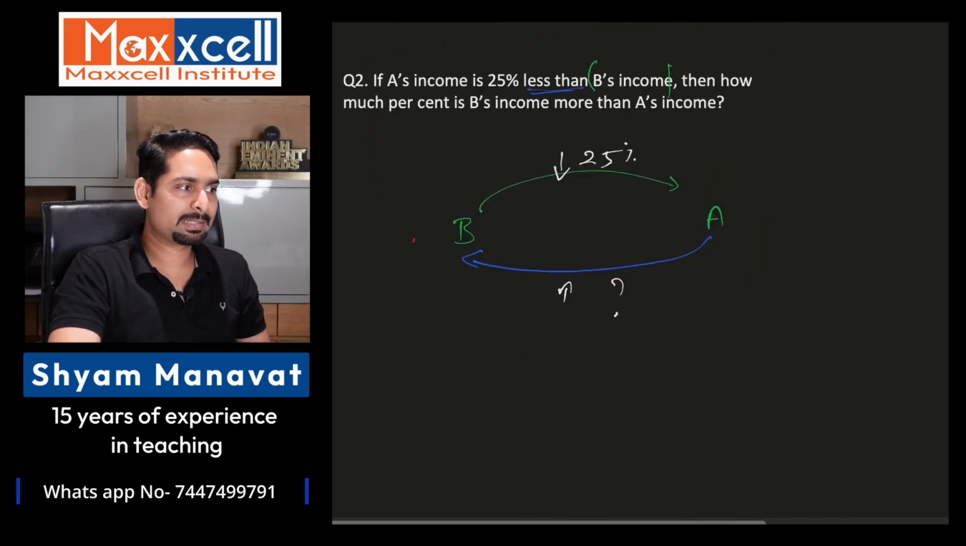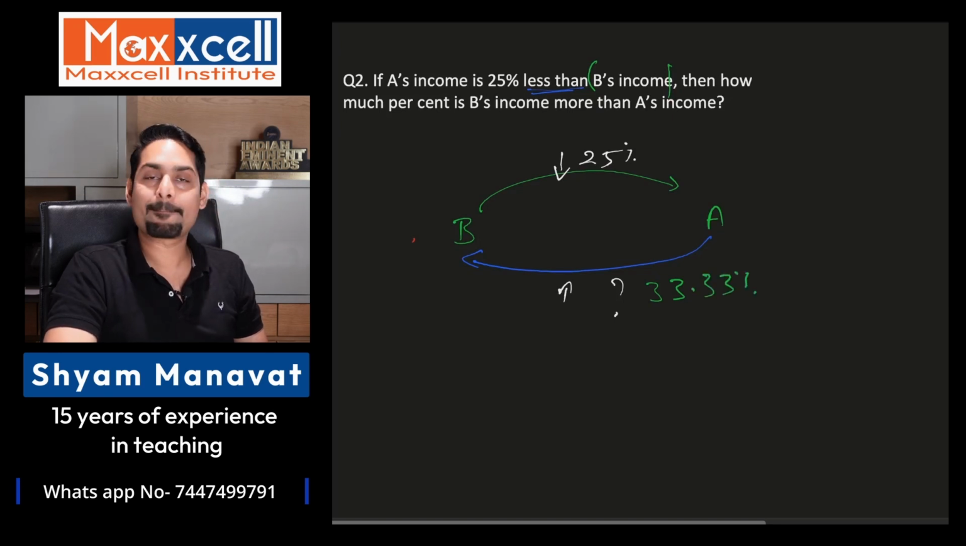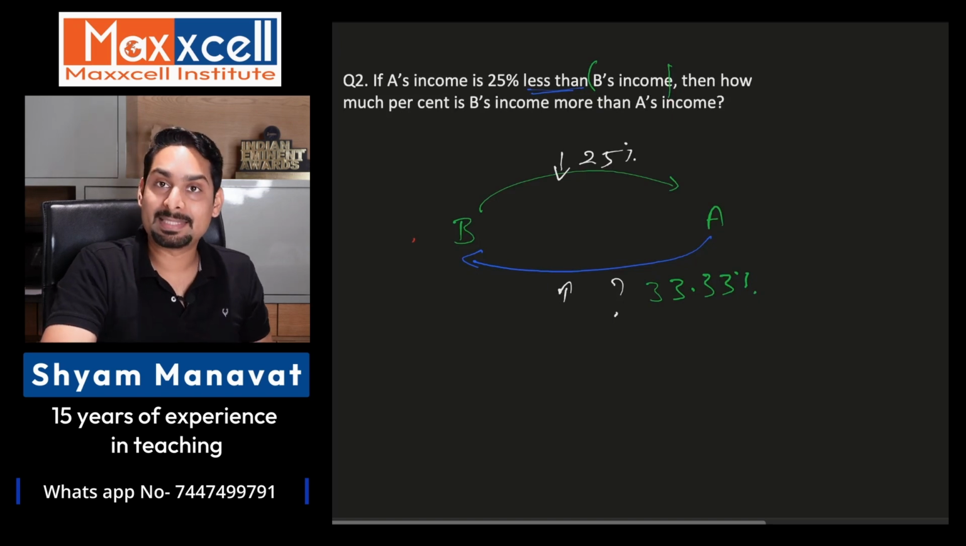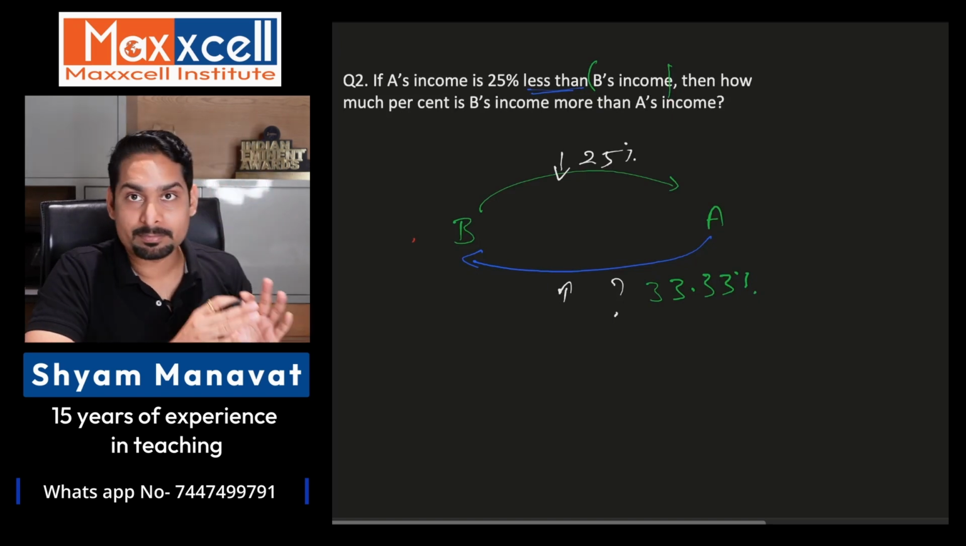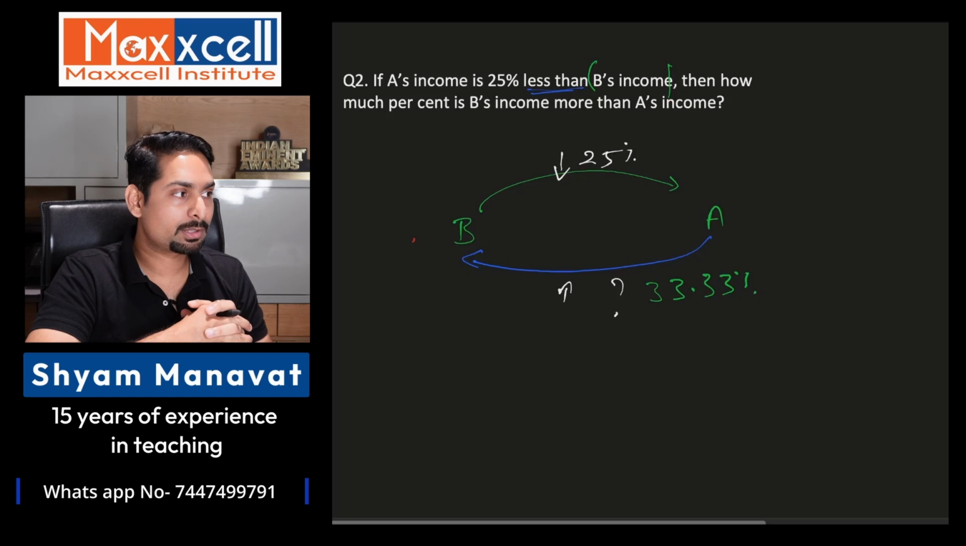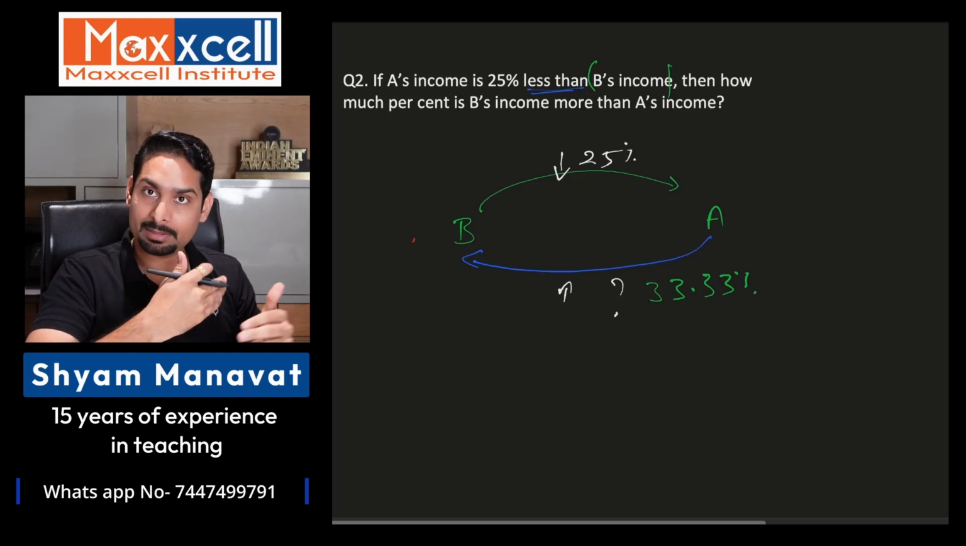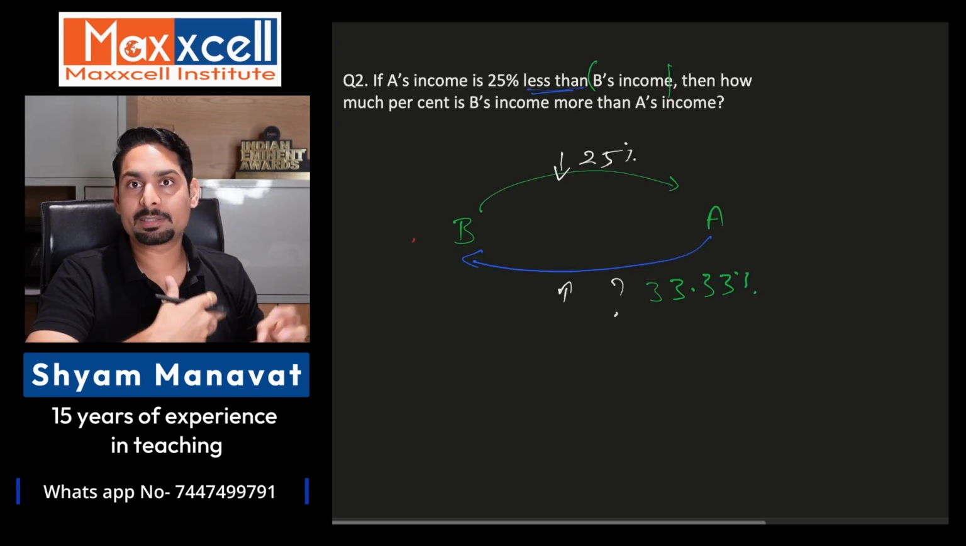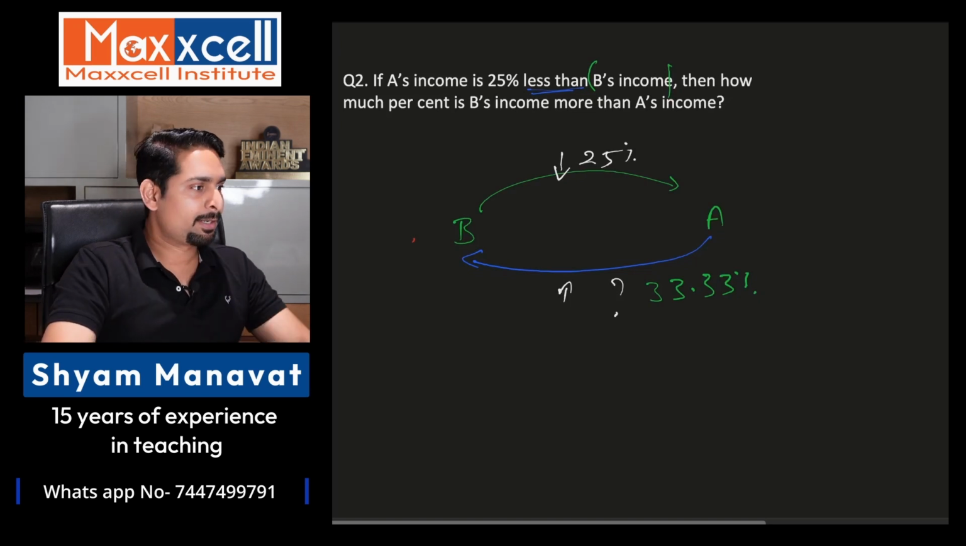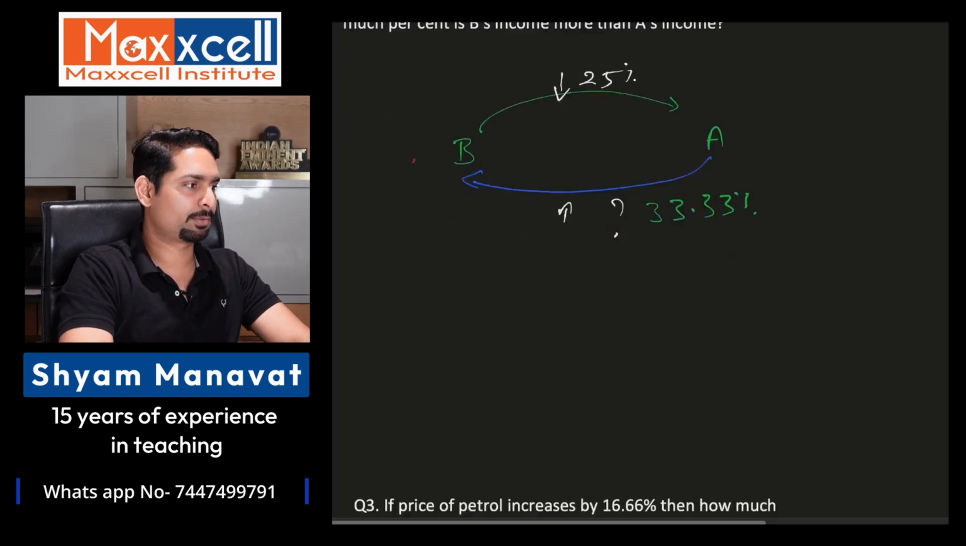Brilliant. So less is by 25%. So more should be by what? 33.33%. If less is by 25%, then more should be by 33.33%. These tricks, this calculation shortcut, are going to help you a lot in percentage. I will keep on showing them as and when we come across such things. Okay, let's practice this particular concept more.